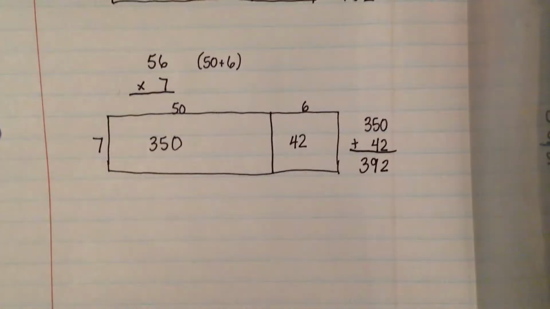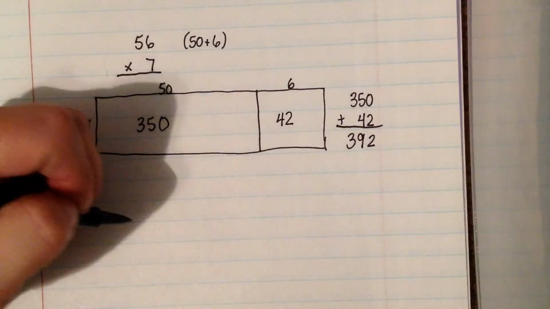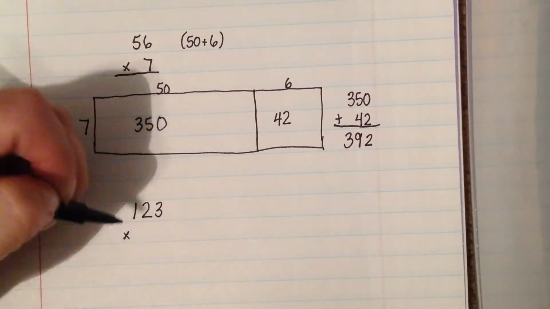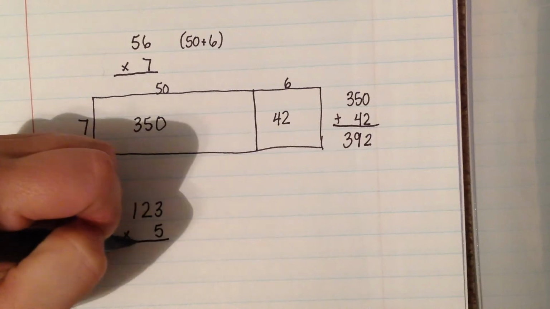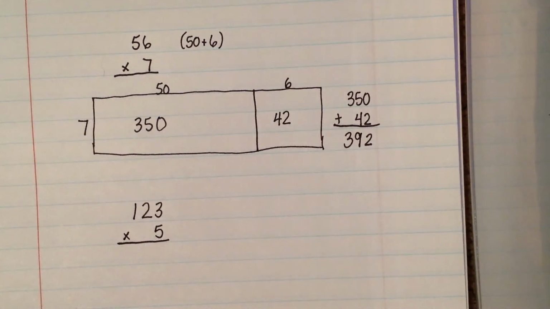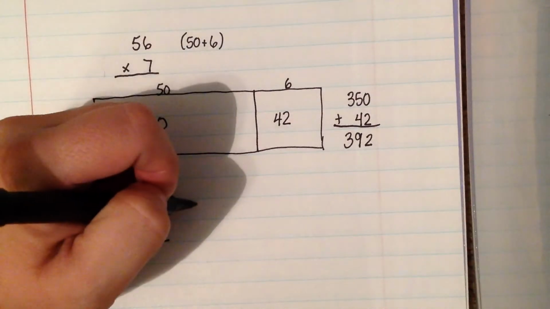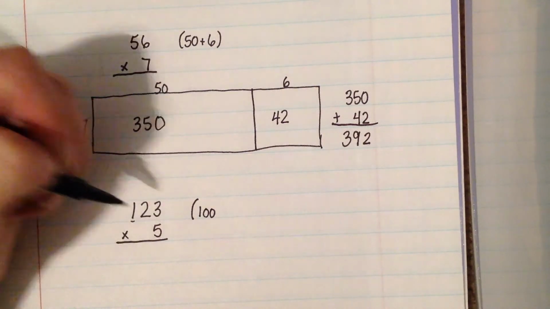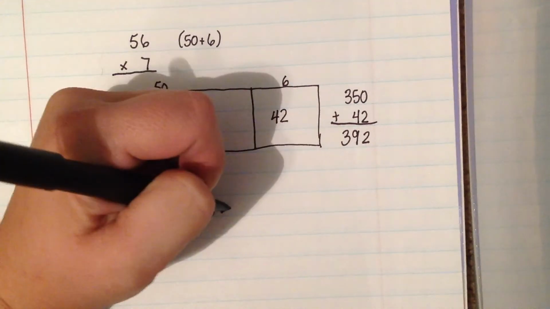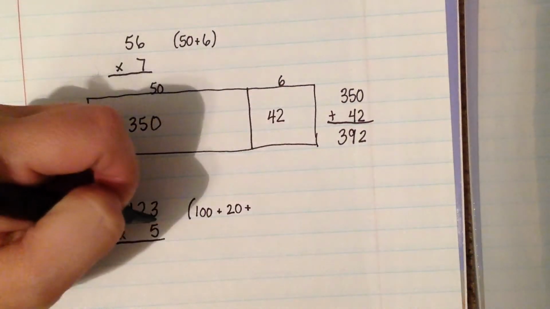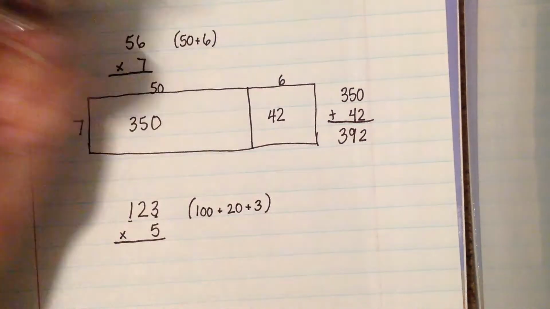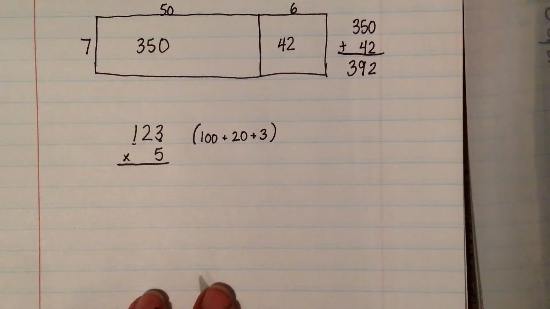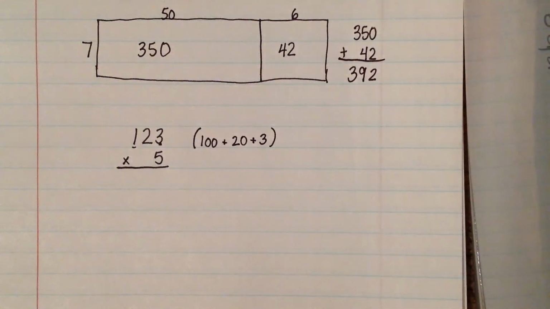So if I want to take a 3-digit number, for example, I'm going to take 123 times 5. To pull this number 123 into expanded notation, that's 100 plus, this is in the 10 spot, so that's 20, plus, that's in the 1 spot, so that's 3. So 123 is 100 plus 20 plus 3 in expanded notation. And therefore I'm going to have 1, 2, 3 boxes.